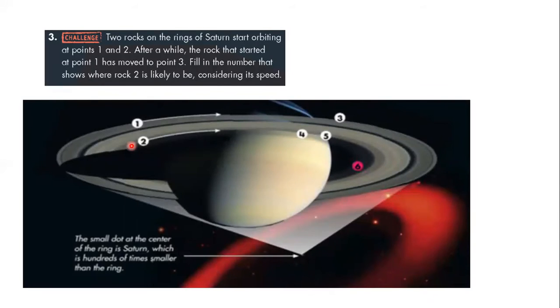Okay, as I told you, here we have the rock that started at point 1 has moved to point 3. So point 2 moved to 6 here. The small dot at the center of the ring is Saturn, which is hundreds of times smaller than the ring. All of you, please write here number 6. Now, I want to show you a video about Saturn.